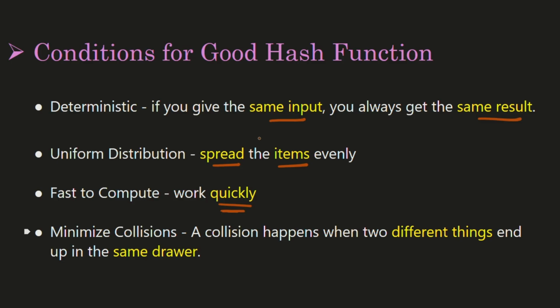Fourth is minimize collisions. A collision happens when two different things end up in the same drawer. Example, John and Jon both go into drawer 3. That's bad. A good function should try to avoid this as much as possible.